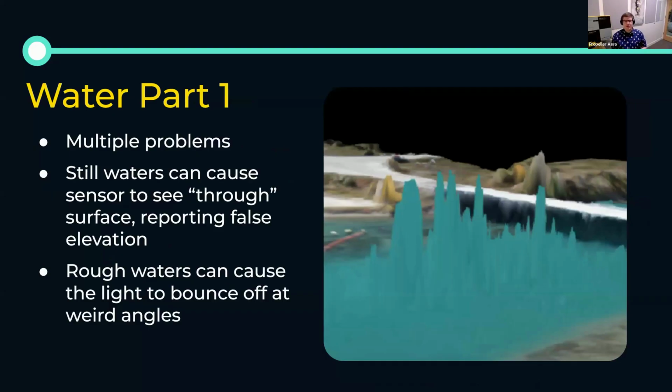Back to water. Again, multiple problems. So if the water is still, it can cause the sensor to see through it and actually hit whatever is underneath it and return that as a ground surface, which is not true. If it's rough, it can cause the light or laser to bounce off at goofy angles. So what you end up with are these spikes, like you see here. This is literally the laser bouncing off of the water and giving a false return to the unit.